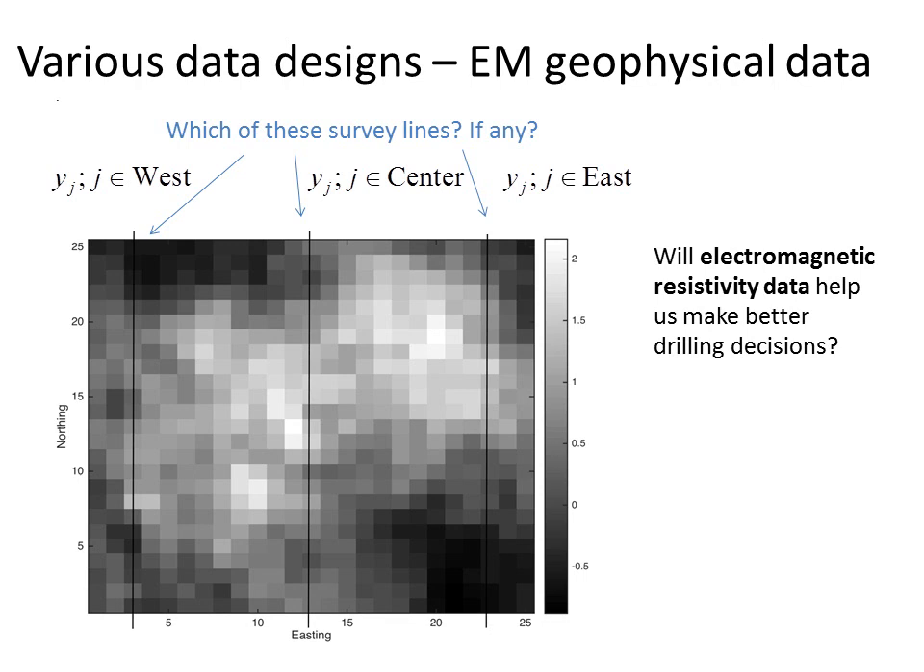And then we have to ask whether EM data, electromagnetic data, can resolve or reduce some of the uncertainty about saturations, because EM waves are sensitive to whether the rocks are filled with hydrocarbons or with water. They have very different electromagnetic response, resistivity response. So which of these survey lines, if any, west, center or east, will EM resistivity data help us to make better decisions? Not to reduce uncertainty, but to make better decisions.